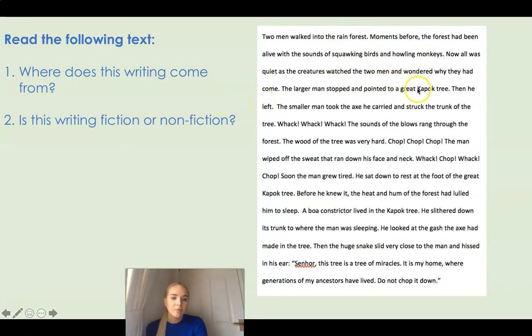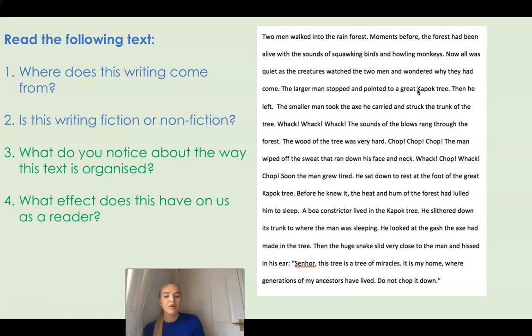The larger man stopped and pointed to the great kapok tree. This writing, where does it come from? The great kapok tree, well done. So, was this writing from the great kapok tree and this writing here fiction or non-fiction? That's right, it was fiction, wasn't it? Because it was all about this made-up story which wasn't real.